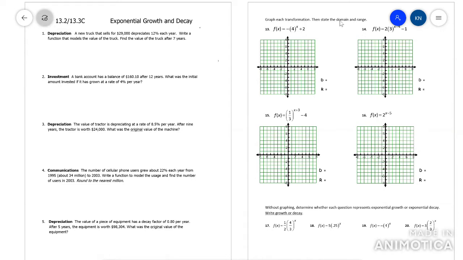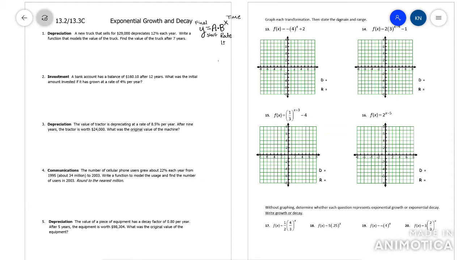Remember, you're using this equation y equals a times b to the x, where x is your time, b is the rate, and then really it's like 1 plus or minus your rate, your decimal, and a is your starting amount. And y is going to be your final amount. So just keep that in mind as we do this.